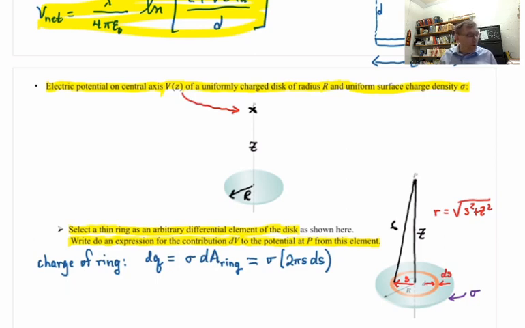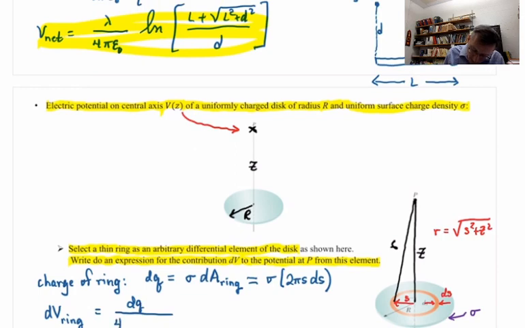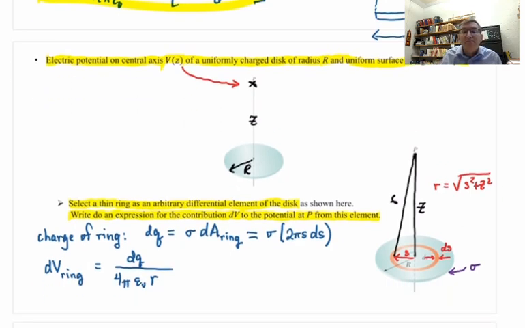Sigma times 2 pi s ds. And that's our dq. So our dV from just the ring, I'm going to add that subscript, is the dq of the ring over 4 pi epsilon 0 little r. Look at my picture over there on the right. Little r. Not big R, not s, not z. You really have to look at this picture and think about it.